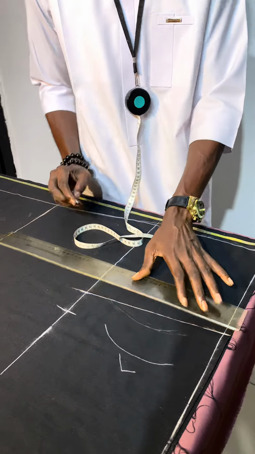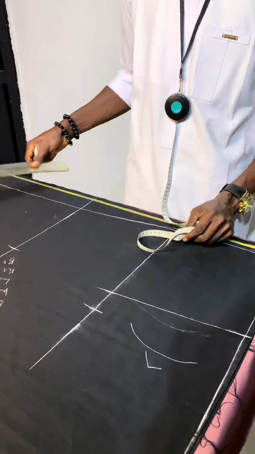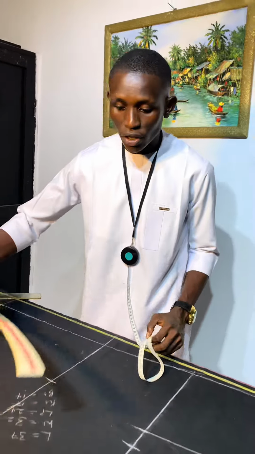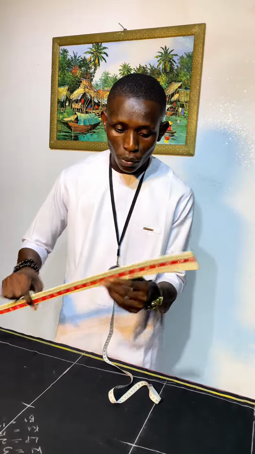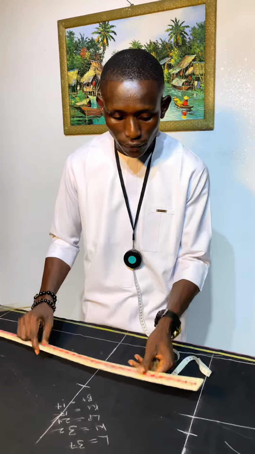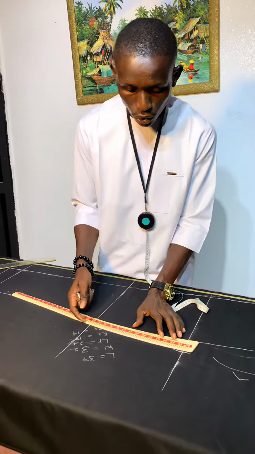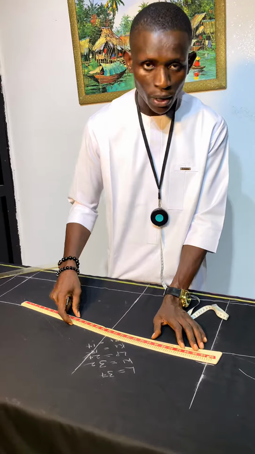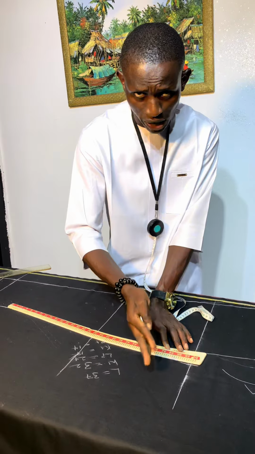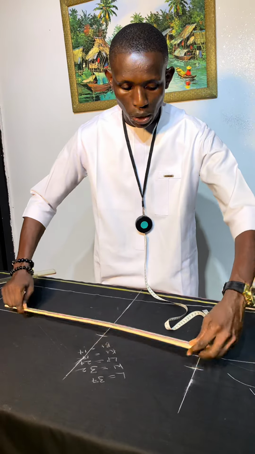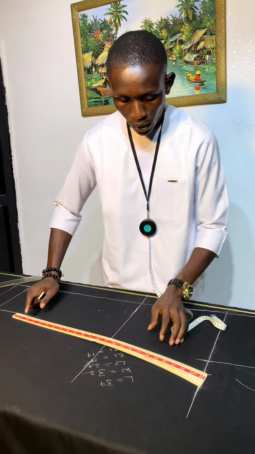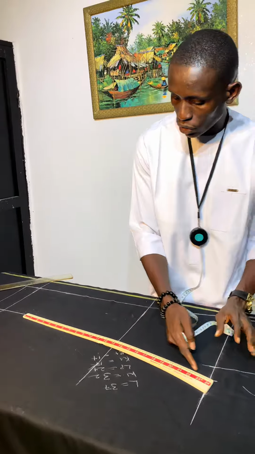So we have done that. The next thing you do is to get your leg rule. Remember, your leg rule, I told you, if you use it like this, it's going to look like a hip curve. And you know the trouser is supposed to come like this. So because of that, we'll turn our ruler, our leg rule, like this, getting the exact trouser shape.